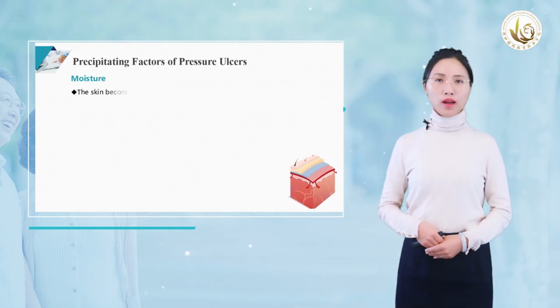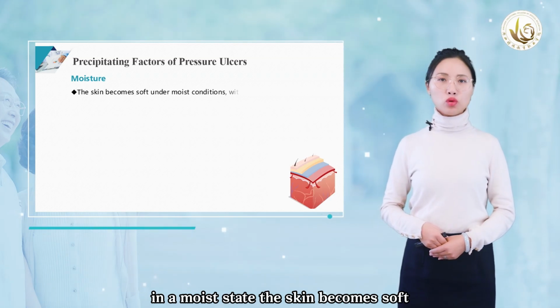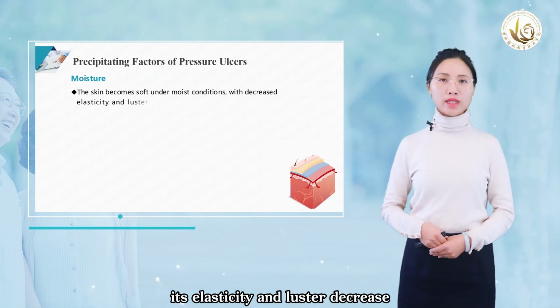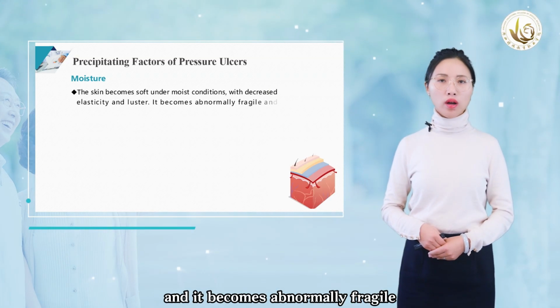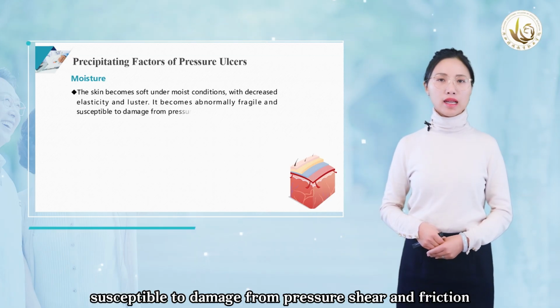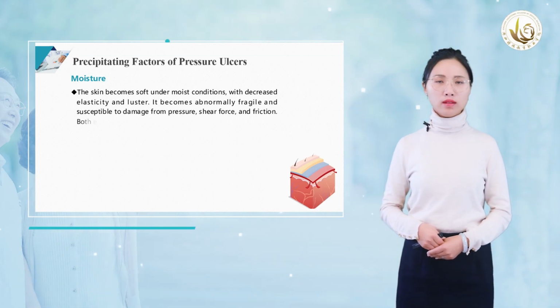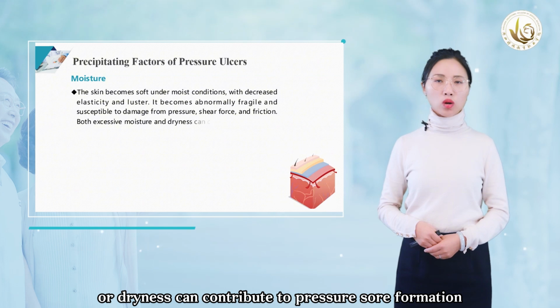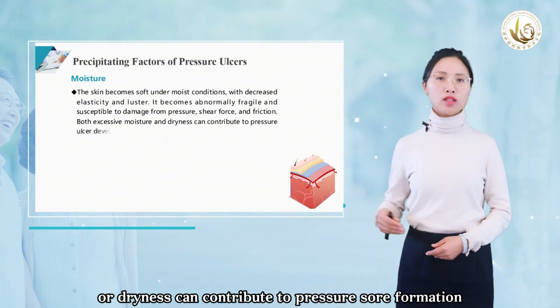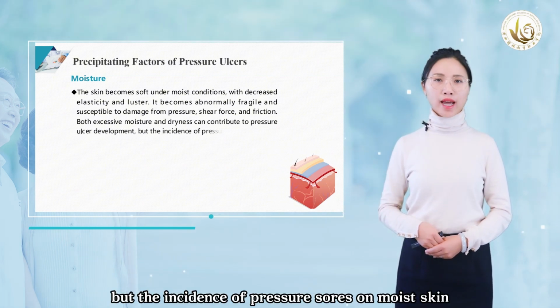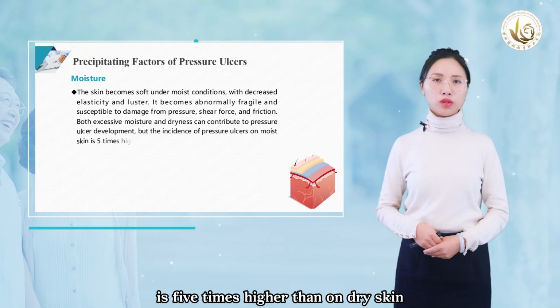Moisture. In a moist state, the skin becomes soft, its elasticity and luster decrease, and it becomes abnormally fragile, susceptible to damage from pressure, shear, and friction. Excessive moisture or dryness can contribute to pressure sore formation, but the incidence of pressure sores on moist skin is 5 times higher than on dry skin.